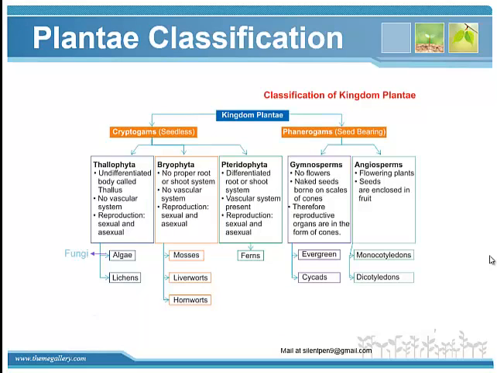Overview of classification. Plants are largely classified into two groups considering a common external feature: production of seeds. Cryptogams include Thallophyta, where algae, fungi, and lichens are included; Bryophyta, where mosses are included; and Pteridophyta, where ferns are included. That means they cannot produce seeds for reproduction. Fungi is also part of Thallophyta, but it is separated as an individual kingdom. And phanerogams, the seed-bearing plants, include gymnosperms, where flowering is absent, and angiosperms, the flowering plants.